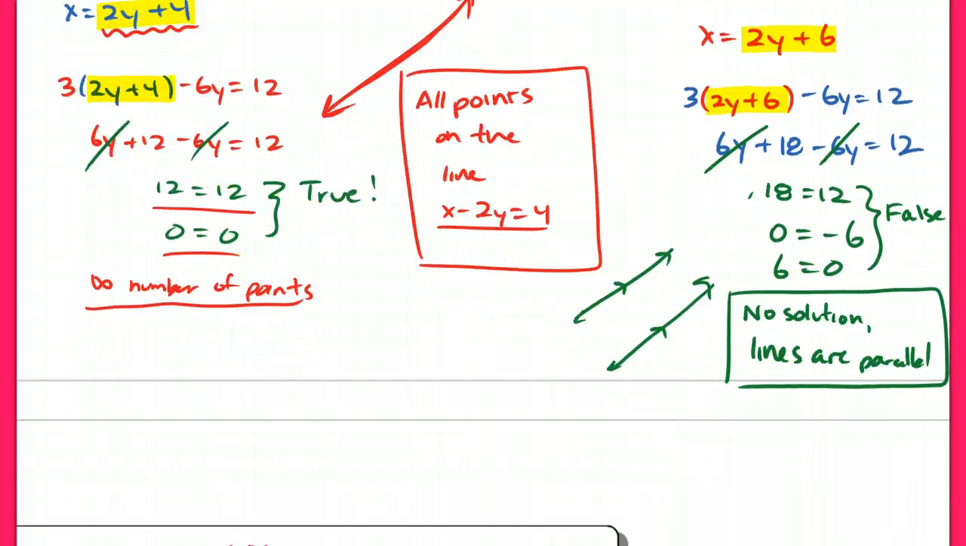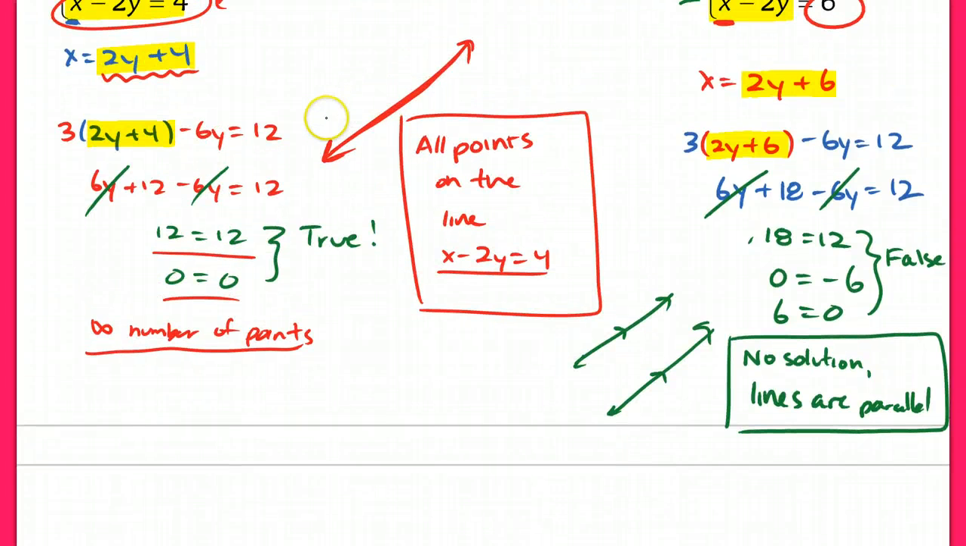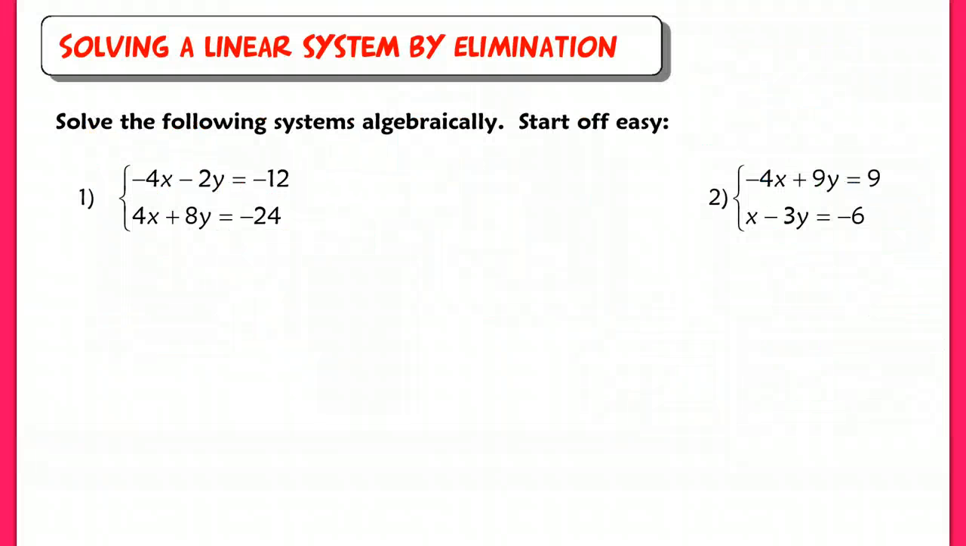In number 3, we did not have a single point of intersection. We had multiple points of intersection. So it was all points that are on this particular line, x minus 2y. And in number 4, it was no solution because it is a system of two equations that, when graphed, are parallel to each other. Okay, next up we have elimination.